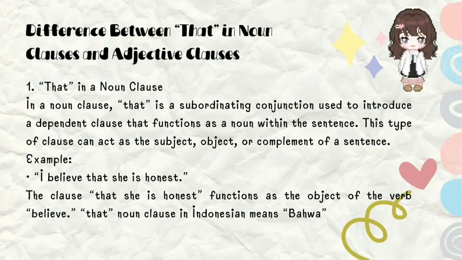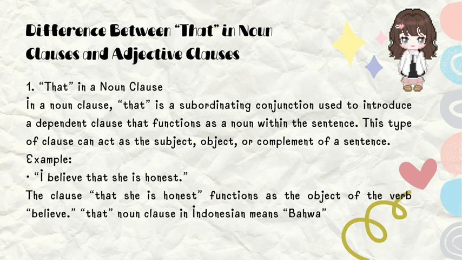Hello everyone, in today's section we will discuss the difference between that in noun clause and adjective clause. Okay, let's start with that in noun clause. A noun clause is a dependent clause that functions as a noun in a sentence. It can act as subject, object, or complement.